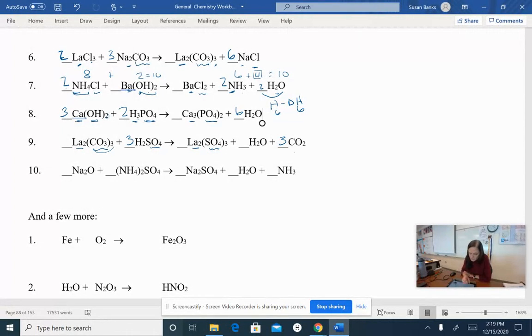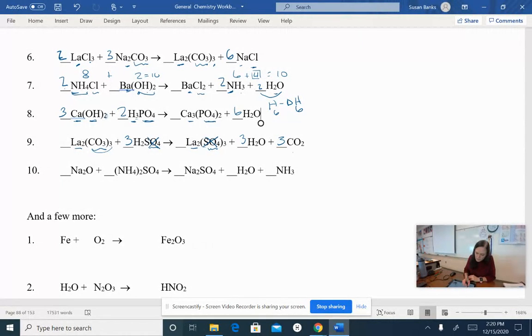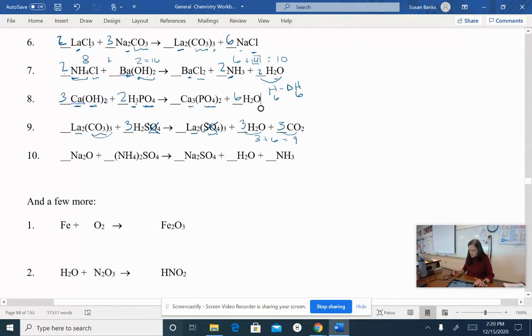Okay, so that gives me 6 hydrogens. 3 times 2 is 6 hydrogens. So 6 divided by 2 gives me 3 waters. Do you guys agree with that in terms of our hydrogens? If I've done everything correctly, our oxygens should balance. I'm not going to check my oxygens for my sulfate groups because I've already done sulfate as a group. So let's check oxygens with just the carbonate. 3 times 3 is 9. So 3 times 1 is 3, plus 3 times 2 is 6. So 3 plus 6 does indeed equal 9. So we are good.